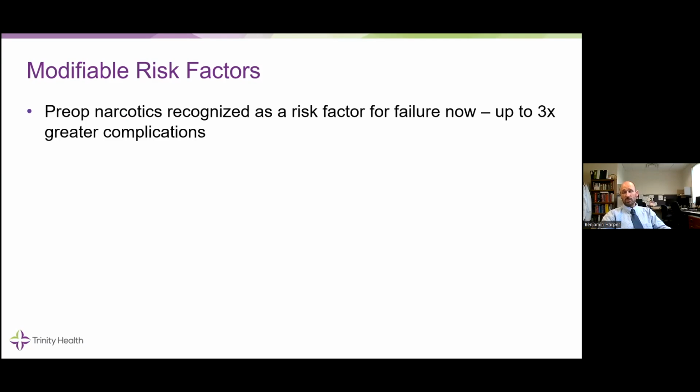Preoperative narcotics, we talked about a little bit beforehand. These are recognized as a risk factor for failure and may have, depending on the amount and the type, up to 3 times greater level of complications.